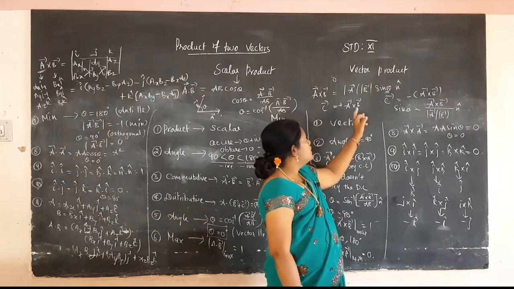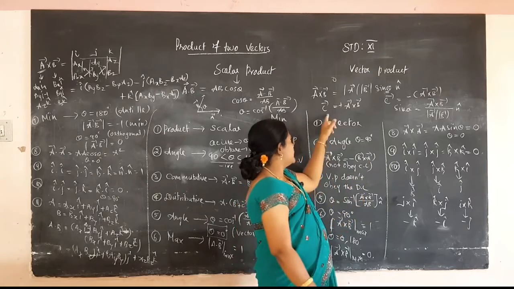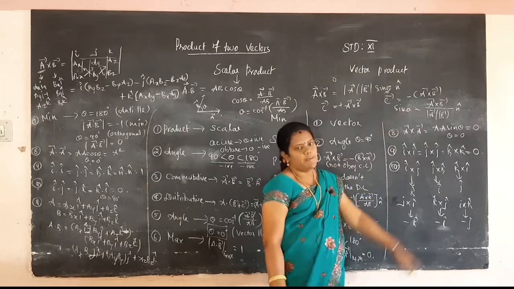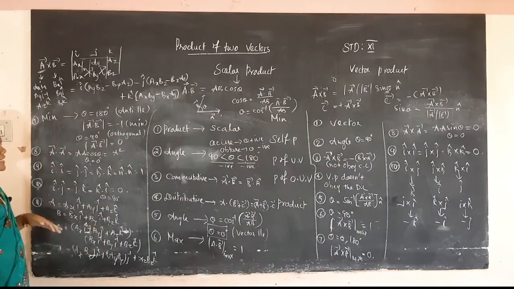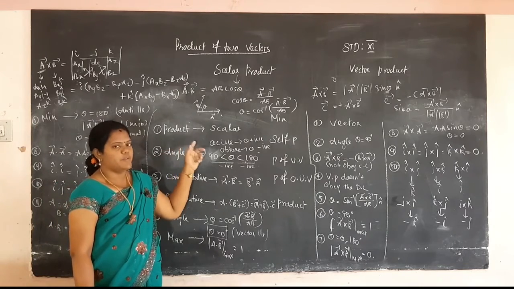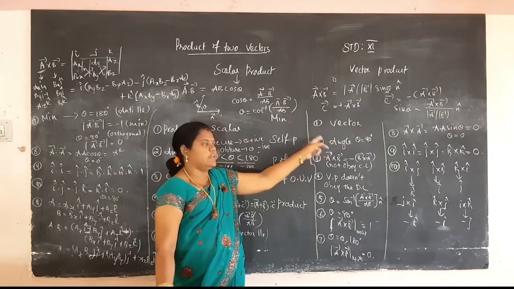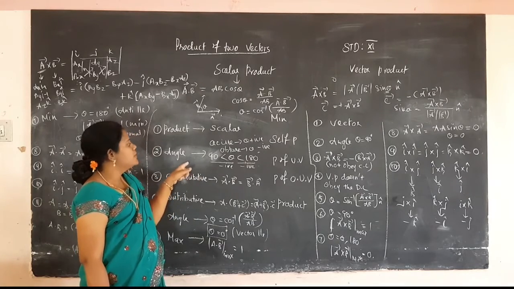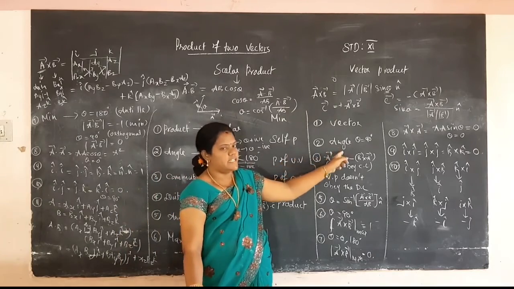For A cross B, C, if the thumb points to the top side, C is equal to A cross B; if the thumb points to the down side, C is equal to minus A cross B. So what are the 10 points explaining the scalar product of vectors and the vector product of vectors? First, the scalar product of two vectors always gives a scalar, but the vector product of two vectors always gives a vector. Okay. And second, in the scalar product the angle lies between 0 to 180 degree, but in the vector product the angle is taken as 90 degree. Okay.